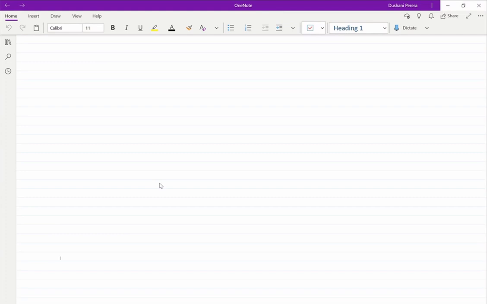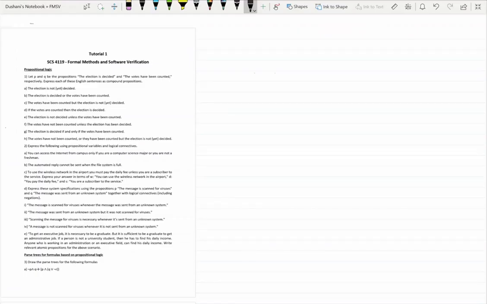I am Dushani Pereira. Let's start off with the first question. It says that P and Q are propositions. P represents the election is decided, and Q represents the votes have been counted. So let's take those two down. P is the election is decided, while Q represents the votes have been counted.